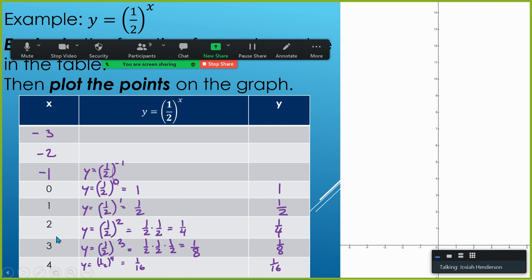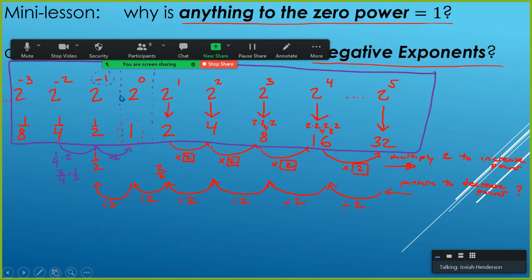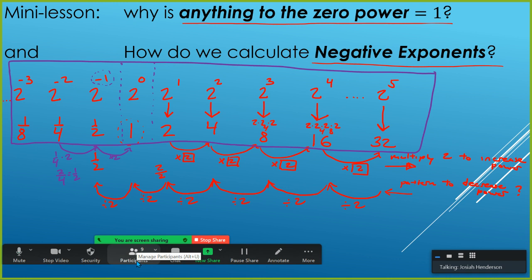I'm going to go back real quick to this page. Notice that when we're taking a negative exponent of a whole number like 2, it basically flipped it and made a fraction. So 1/2 to the 1, and 1/2 to the 2, 1/2 to the 3. That flipping is another way to think about negative exponents.